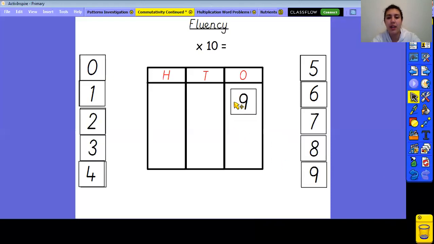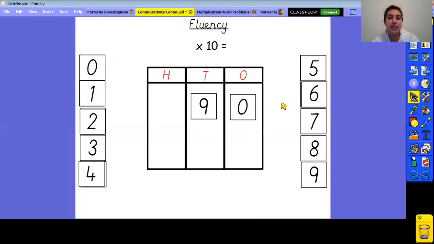And last but not least, the number 9. So number 9 on its own, single digit, means 9 ones. When I times it by 10, it has to move into the tens column. But I can't leave my ones column empty, because otherwise my 9 might sneak back in. So I need to put a placeholder, which is our 0. Excellent, well done, year 2. So 9 times by 10 would be 90.